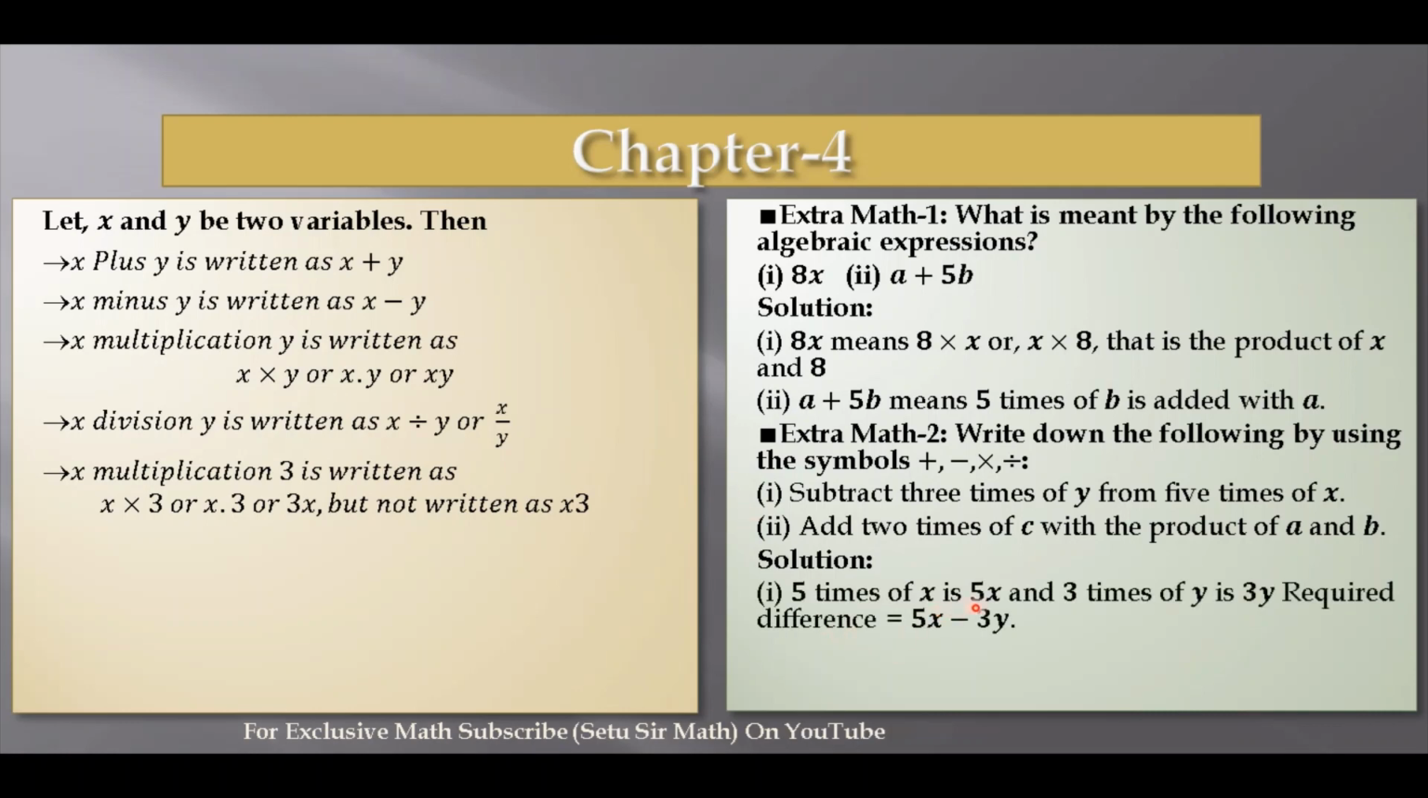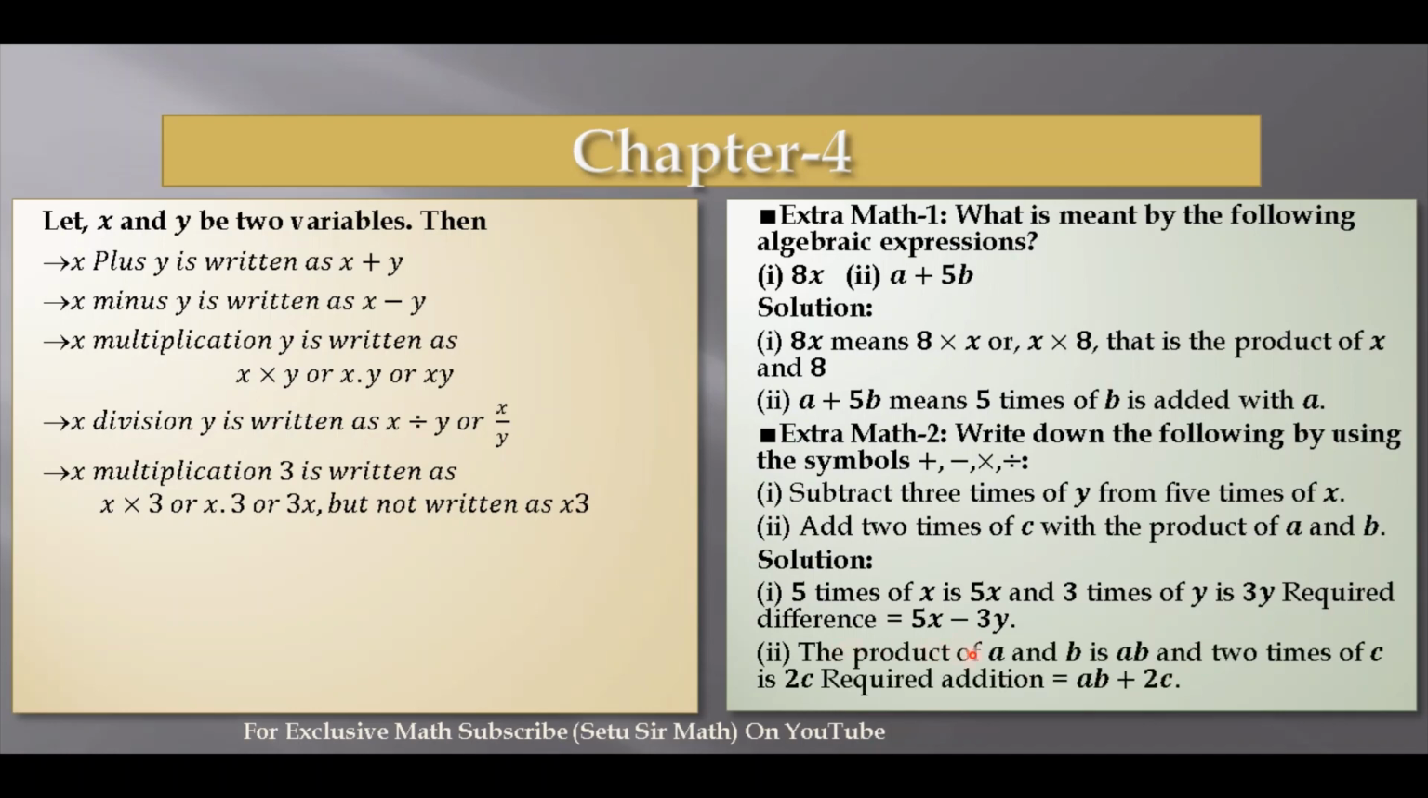5 times of x is 5x and 3 times of y is 3y, because this is the multiplication sign. Required difference. That means in here you can see subtract 3 times of y from 5 times of x. That means we have to subtract 3y from 5x. Required difference is 5x minus 3y.